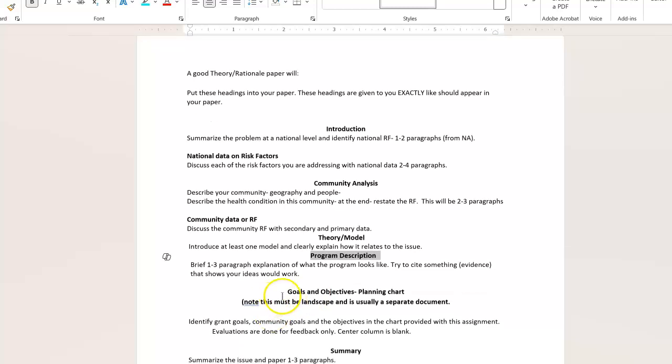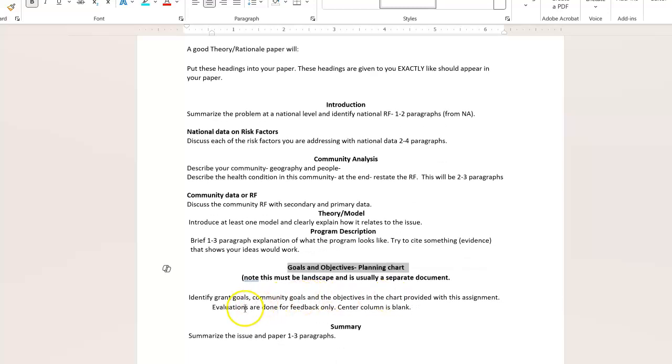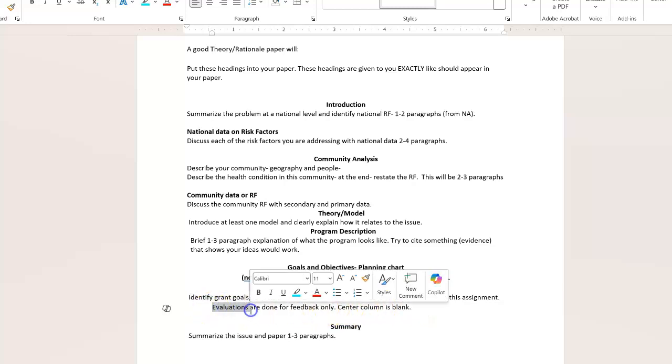One thing that can help you with that is this next section of the paper, your planning chart. Remember, it must be landscape, but your planning chart, everyone in the class has two goals, so everyone will have two charts. What you're describing in your program, I should then see in this planning chart. You have to fill out the goal, the community goal, the objectives. Those are required. Then, if you want to get feedback, you can put some evaluations in there. The center column is blank.